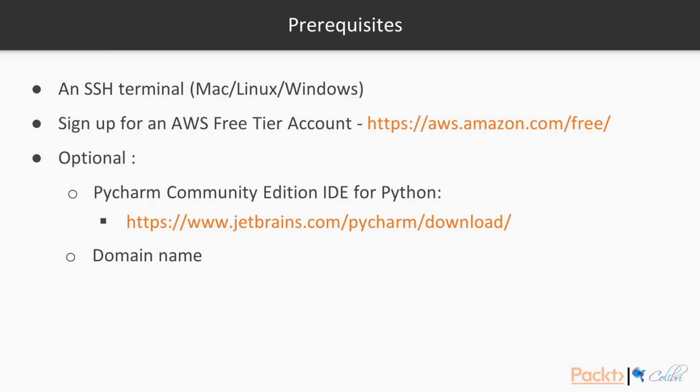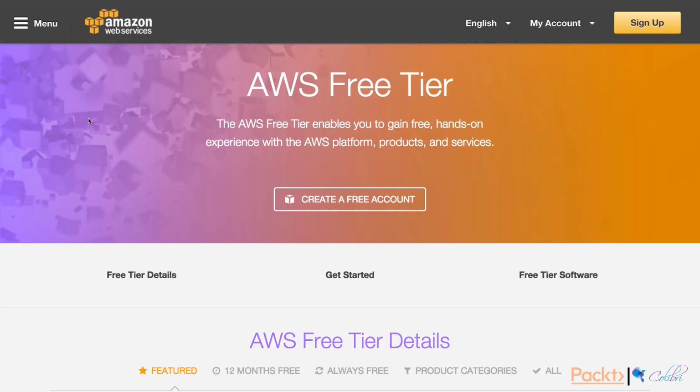Some prerequisites for the course: you need an SSH terminal that can be on a Mac, Linux, or Windows environment. You need to sign up for an AWS free tier account, which we can find at https://aws.amazon.com/free. And now let's go and actually explore a bit more this webpage. I have now gone to the AWS free tier webpage.